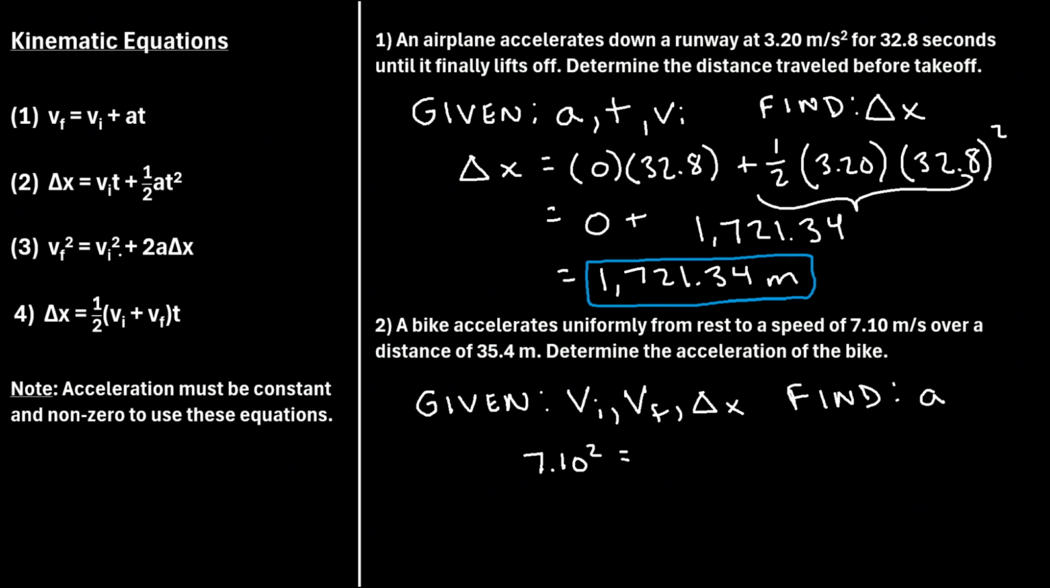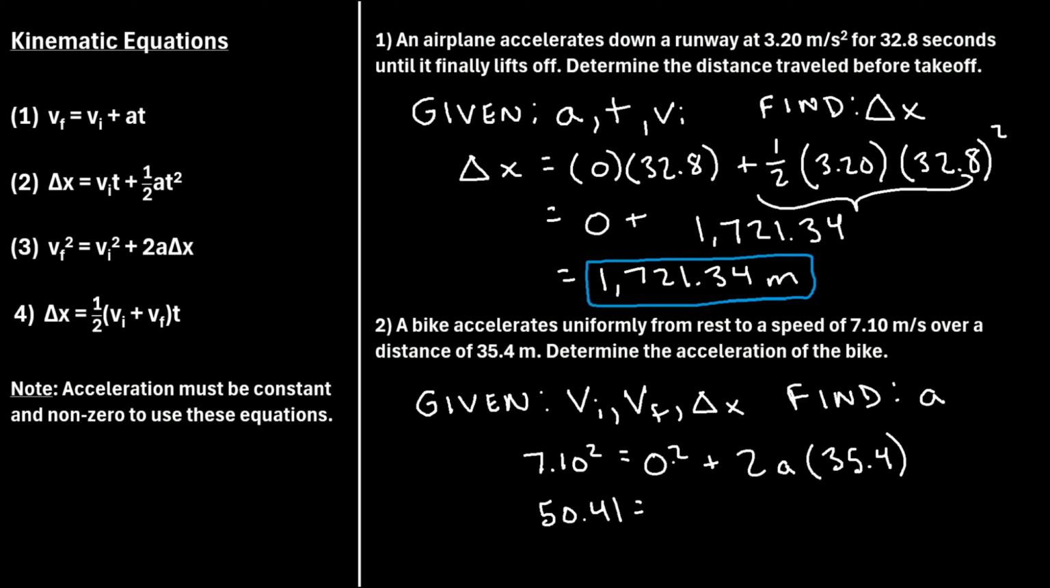That's equal to the initial velocity squared. The bike starts from rest, so the initial velocity is 0. So we're going to have 0 squared, and then we add 2 times the acceleration a. We don't know a, we're trying to figure that out. And then we multiply that by the displacement, which is 35.4. If we simplify a little bit, 7.10 squared turns out to be 50.41.